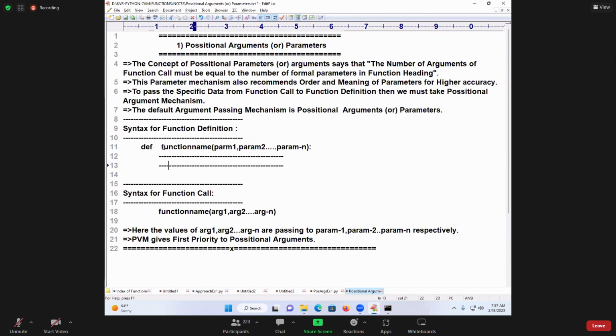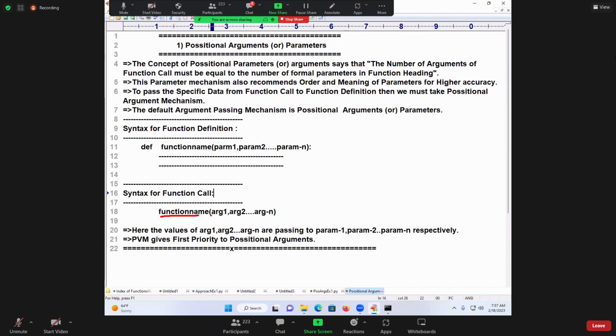Syntax for function definition: def, function name of param 1, param 2, param n, then a block of statements. Syntax for function call: observe that function call, arg1, arg2, argn. arg1 is passed to this, arg2 is passed to this, argn is passed to this. That is what I am describing. Here arg1, arg2, argn are passed to param 1, param 2, param n respectively.